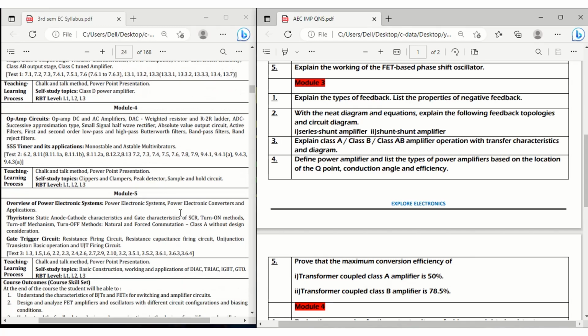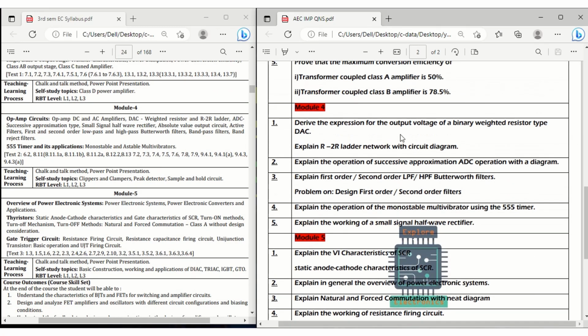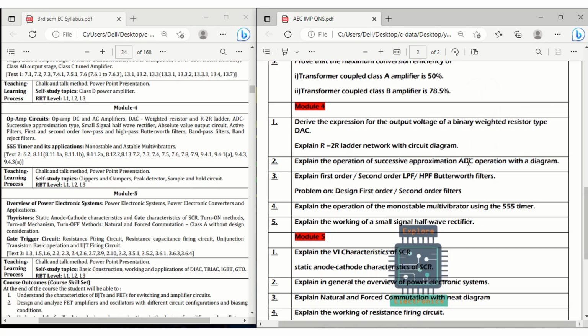And coming to module 4, module 4 is on op-amp circuits and some A to D, D to A converters. So derive the expression for output voltage of a binary weighted resistor type DAC or R-2R ladder network DAC. These are questions again asked many times in exams. And SAR type ADC is also very important. Here you need to explain by taking some example. It is better to explain with a value.